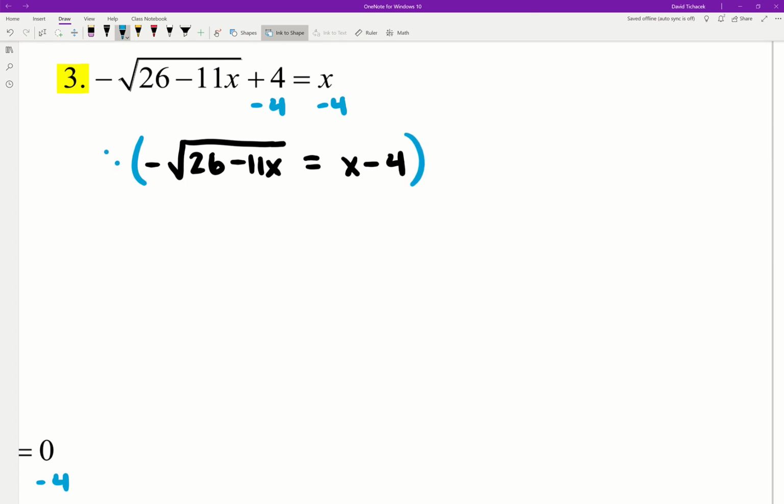I think it might be a little bit easier if we think about that as multiplying everything times a negative 1, because then on the left-hand side, I just get the positive square root of 26 minus 11x, and that is going to be equal to negative x plus 4, just changing those signs there, right?